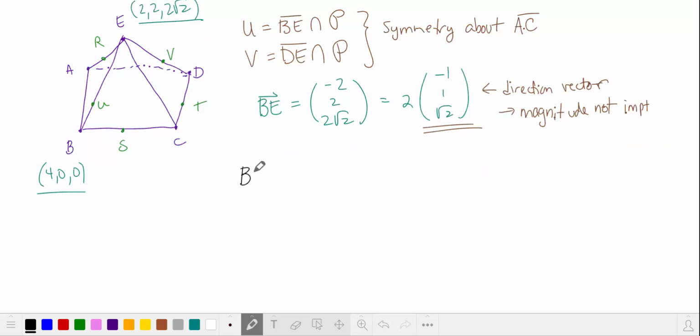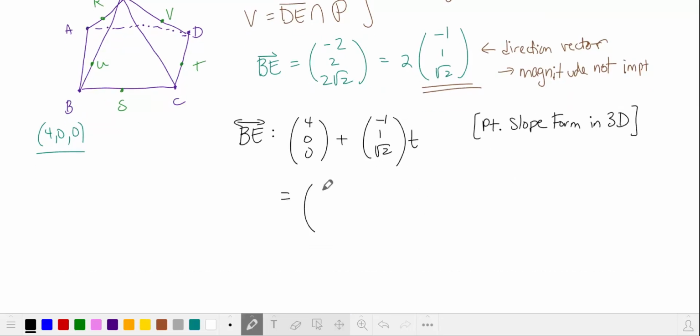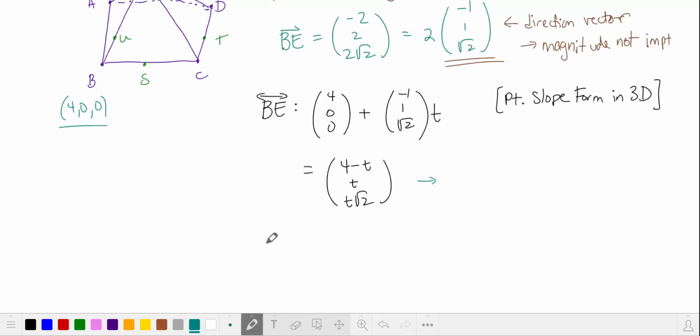So the line that contains segment BE, we can write it this way, starting at point 4, 0, 0, plus some factor times this direction vector. This is basically the 3D equivalent of the point slope form, where we replace the slope with this direction vector in 3 dimensions. Adding these 2, this means that any point on segment BE will have coordinates that look like this for any value of t.